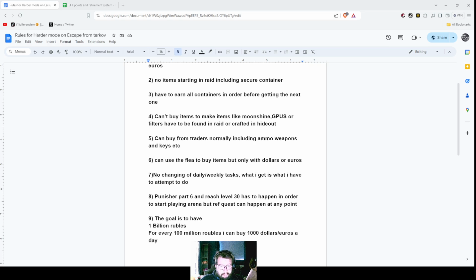Okay. Now, the rule of traders, as I've probably explained in rule one, is I can buy normally, which includes ammo, weapons, and keys. I just have to unlock them at said time.